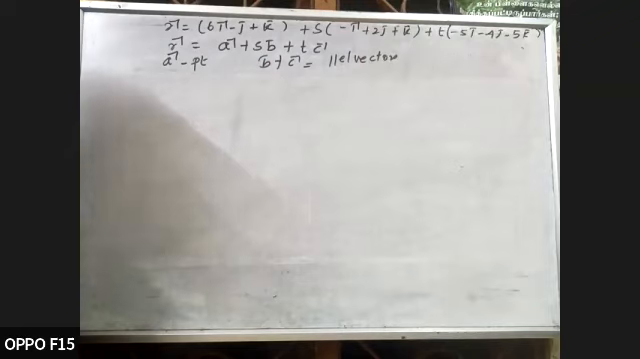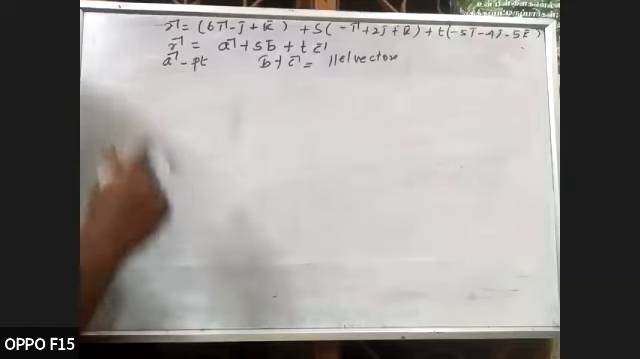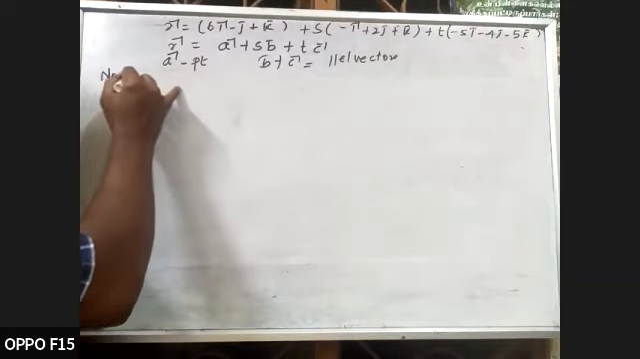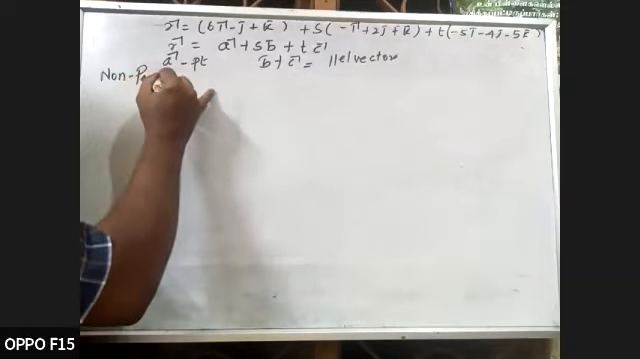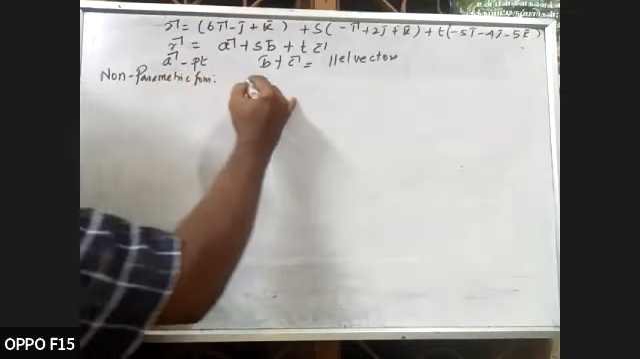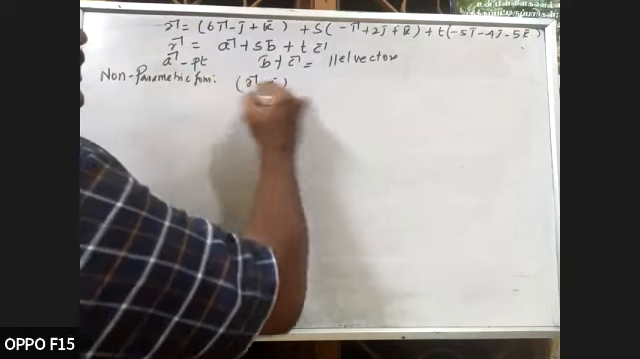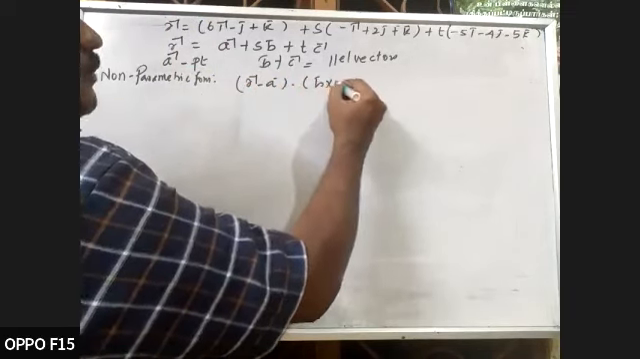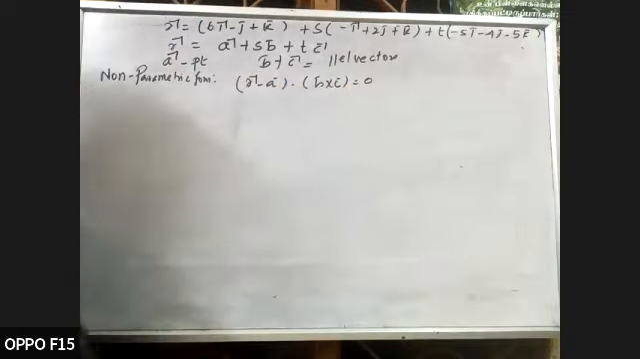We want to find out the non-parametric equation. Please listen, we want to find out the non-parametric equation. So what is a non-parametric equation in vector form? Your non-parametric form in vector equation is r vector minus a vector dot b vector cross c vector equal to 0.